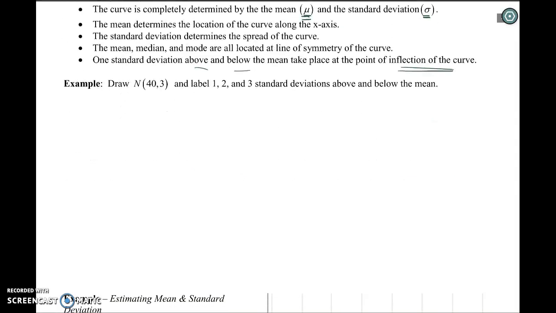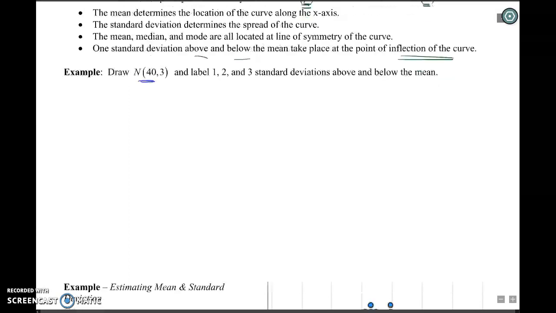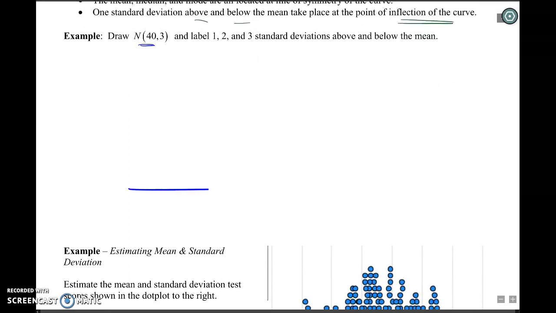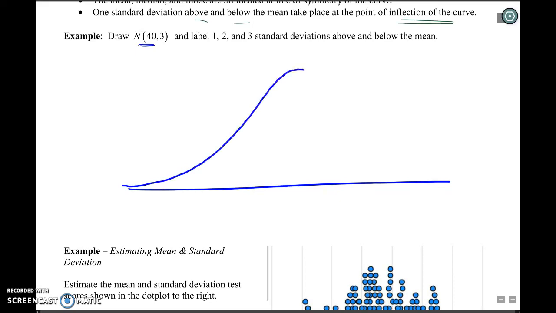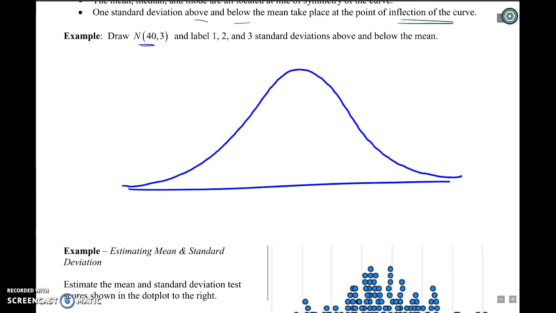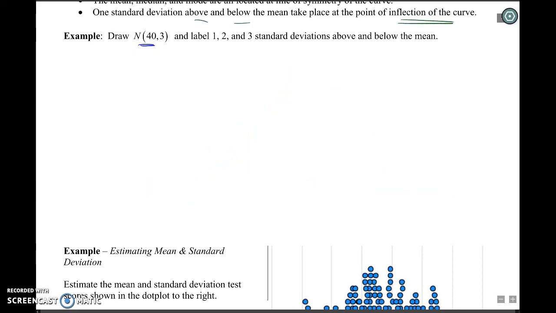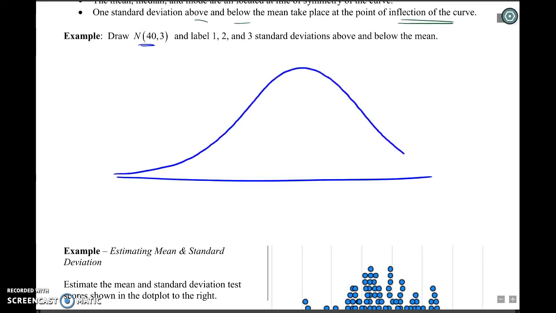So let's sketch a normal distribution with a mean of 40 and a standard deviation of 3. Get used to just drawing a nice symmetric bell-shaped curve. You're not going to get it perfect. It's fine. It's a sketch, but unimodal and symmetric.